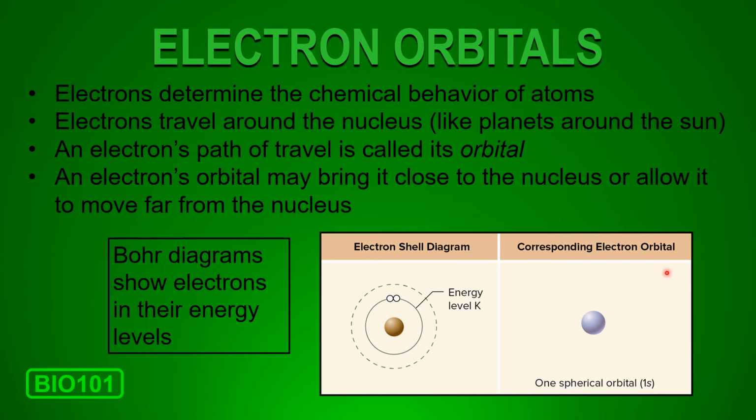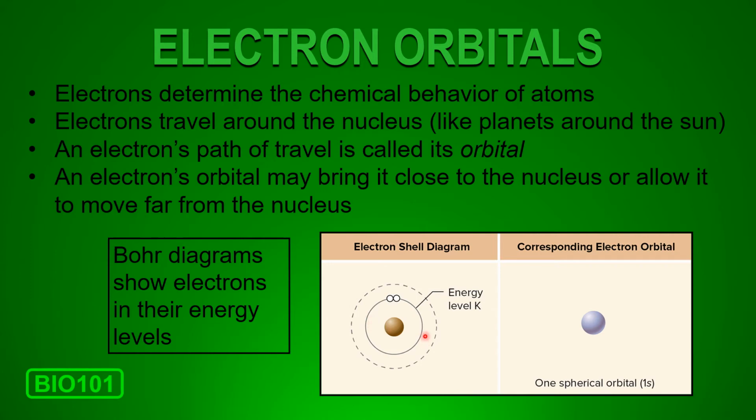Now there's a distinction to be made here, but it is not completely definitive that you should remember the distinction, but I'll make it here because you'll read about it. So an electron's orbital may bring it close to the nucleus or allow it to move far away from the nucleus. And so we see here a little Bohr diagram. We call these orbitals, or we call them energy levels. And so we see energy level here represented by this dotted line. And then we see the energy level here represented by this solid line.